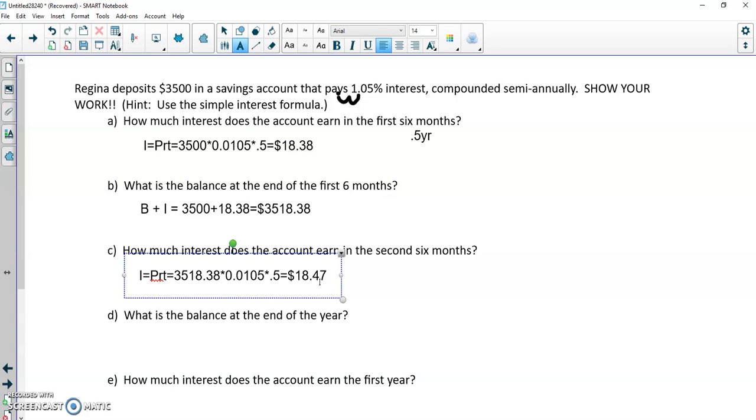Again, this is what the bank is giving me to hold on to my money. This is just something the bank gives to you. That's the benefit of having your money in a bank as opposed to just keeping it in your closet or hidden underneath your mattress.